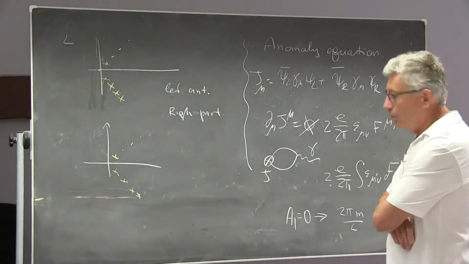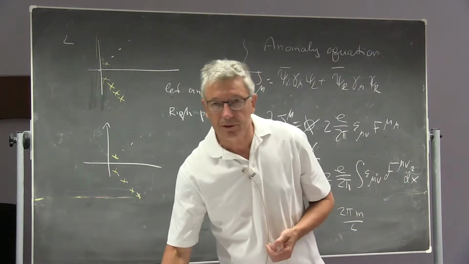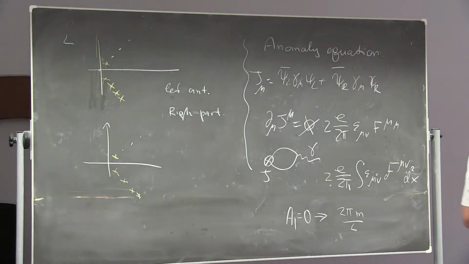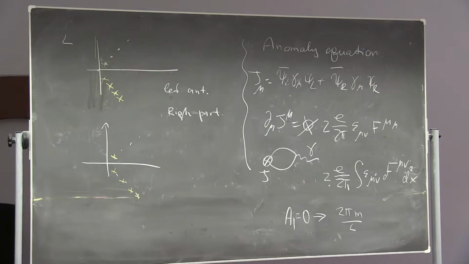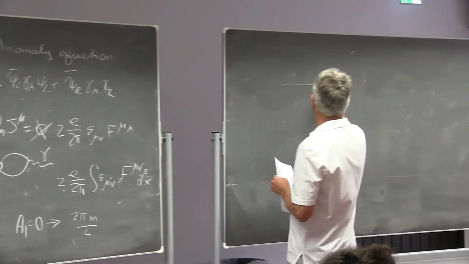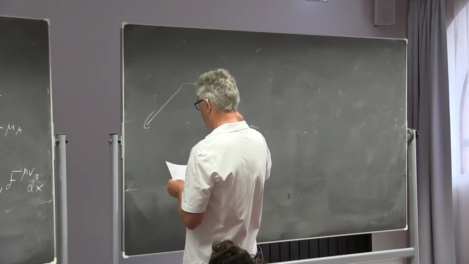Once we have fermion number non-conservation, the natural question to ask is what is the rate of this process. And to understand what is the rate of this process, I will make a picture and then I will do some demonstration.